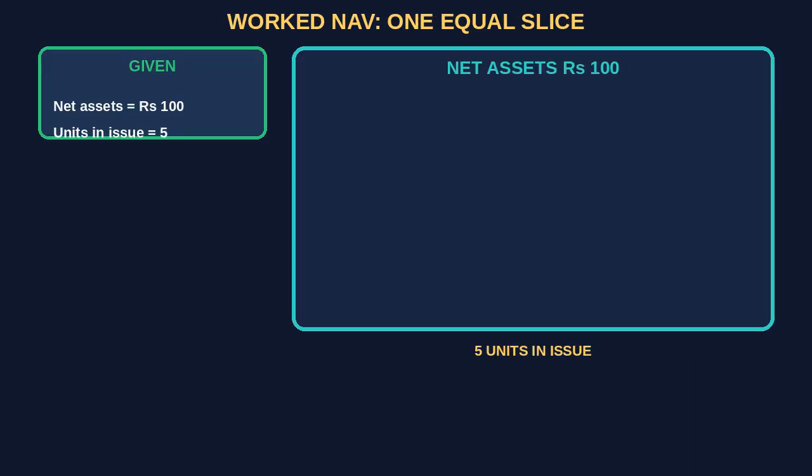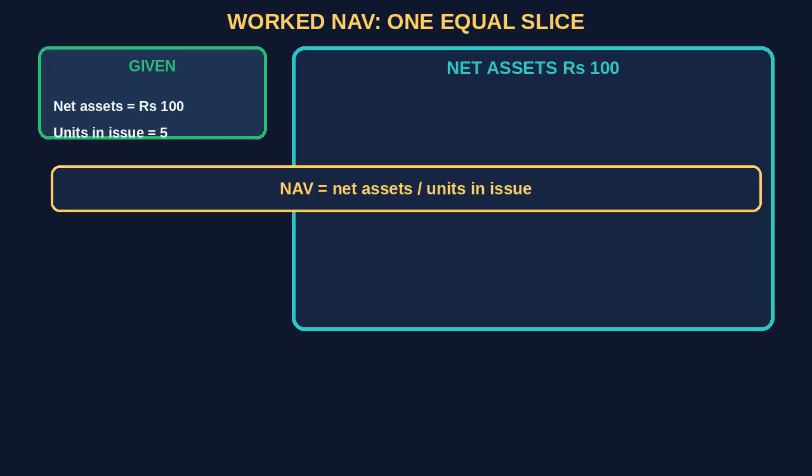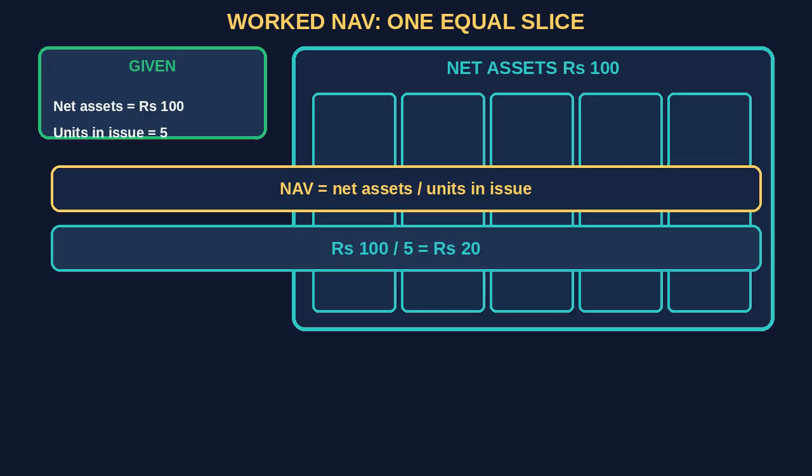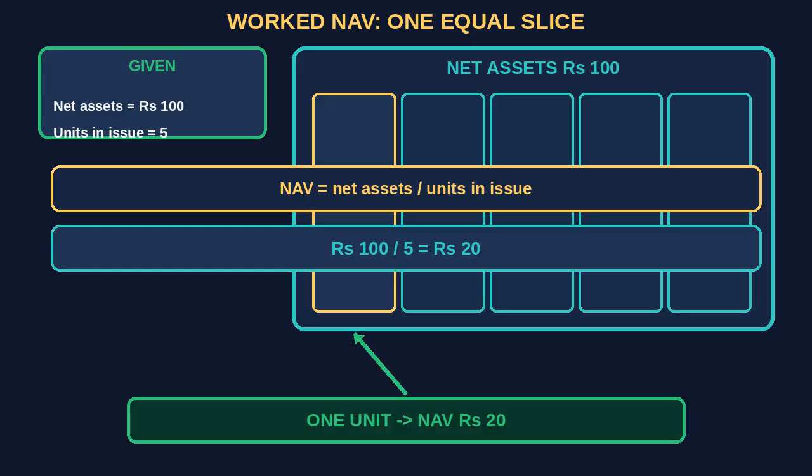Compute net asset value when net assets are 100 rupees and 5 units are in issue, then say what that number means. Write the definition on the board. NAV equals net assets divided by units in issue. Divide 100 by 5 to get 20, so each unit is worth 20 rupees of net assets. Read the answer as bookkeeping for one equal slice, not as a tip that the fund is cheap or expensive. NAV equals 20 rupees per unit when net assets are 100 rupees across 5 units.